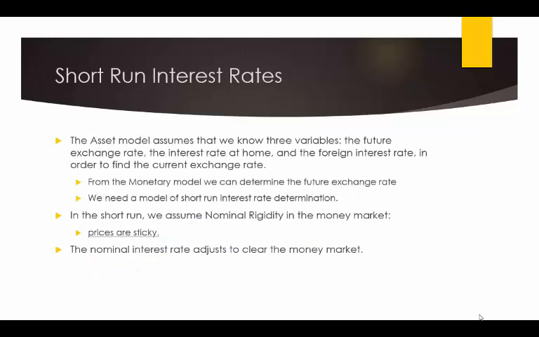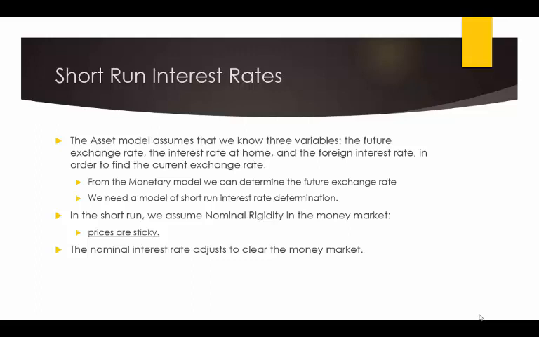From the foregoing, we have seen that the asset model of spot exchange rate determination assumes that we know three variables: the future exchange rate, the interest rate at home, and the foreign interest rate. But how do we know what these three variables will be at any time? Well, the last couple lectures gave us a clear theory for how to determine the future or expected exchange rate. This was by using the monetary model of long-run exchange rate determination that was based on PPP.